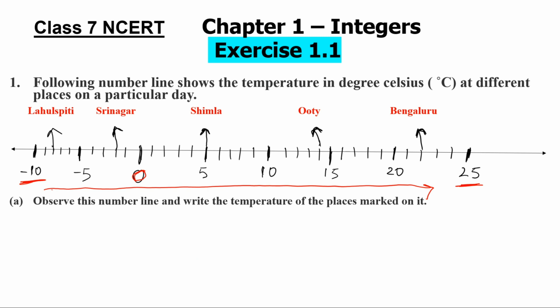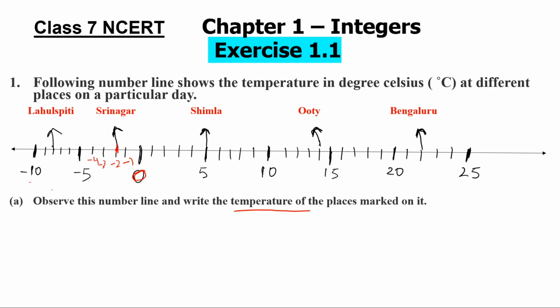Let us start with the first question. Observe this number line and write the temperature of the places marked on it. Okay, so first let us find out what is the temperature of the given places. Start from 0, we move to the left. So this point is -1, -2. So -2, that means Srinagar is -2, -3, -4, then we have -5, -6, -7, -8. That means Lahul Spiti is -8, Srinagar is -2, Shimla it's already given.